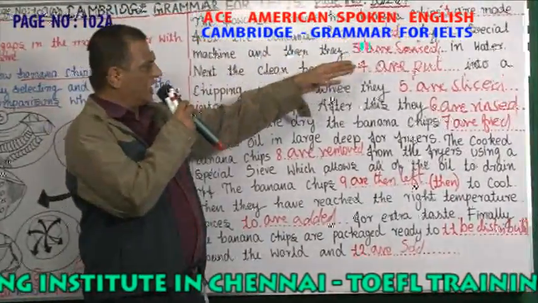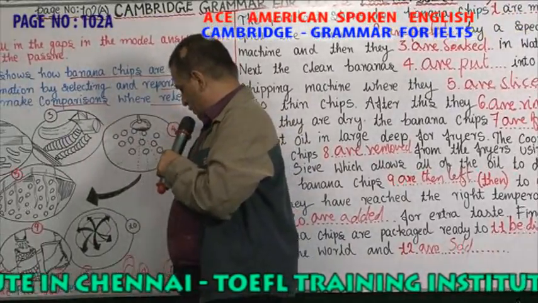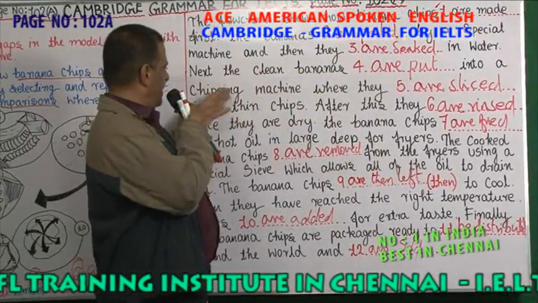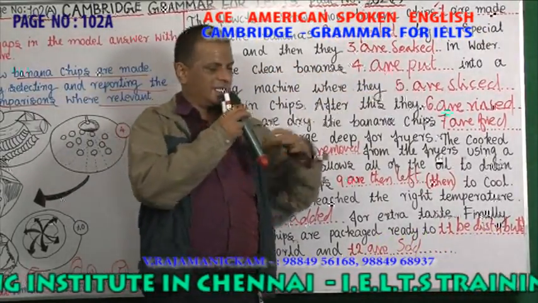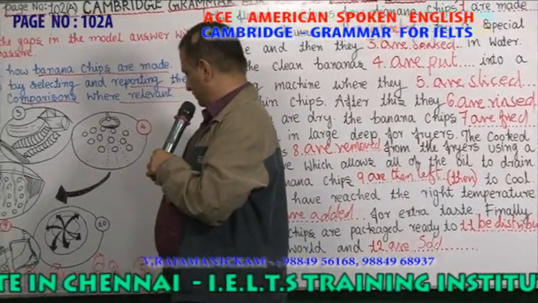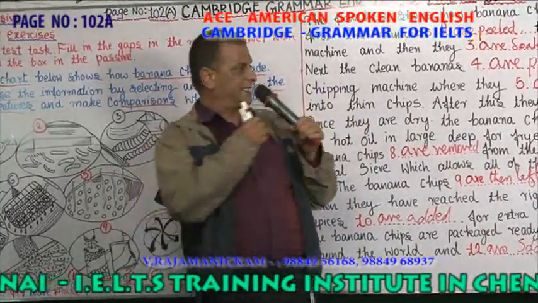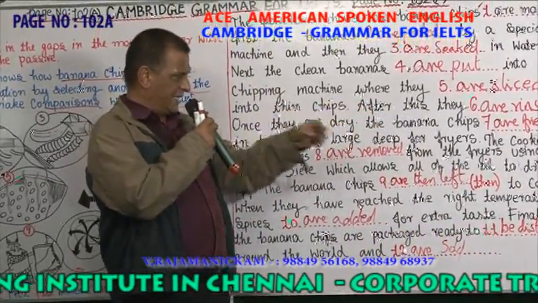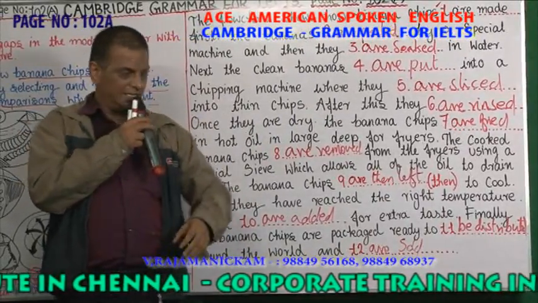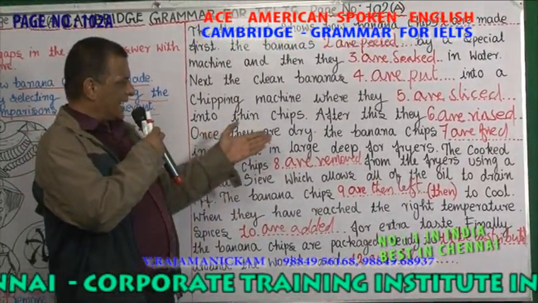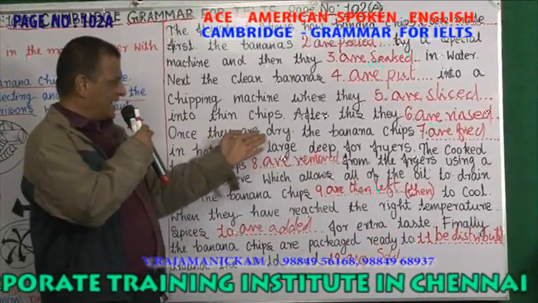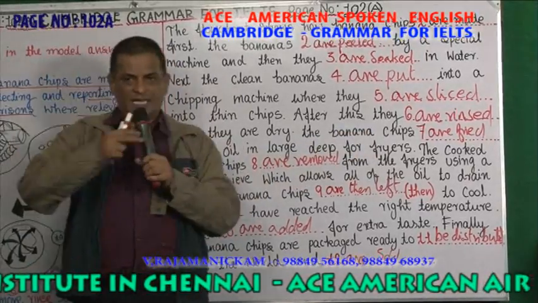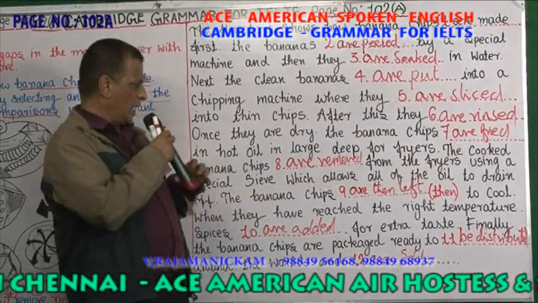And then they are soaked in water. தண்ணீரிலே ஊற வைக்கப்படுகிறது. soaked என்று போட்டு விட்டீர்கள். Next the clean bananas are put into a chipping machine where they are sliced. அவைகள் ஒரு மெஷினிலே போடப்பட்டு, புட் என்று போட்டு விடுகிறீர்கள். Are sliced என்றால் துண்டாக்கப்படுகிறது into thin shapes. After this they are rinsed, அழுக்கான பொருட்களை எல்லாம் வெளியே எடுத்து விடுவார்கள். Once they are dry, அது காய்ந்தவுடன் the banana chips are fried in hot oil. அது நல்ல சூடான எண்ணெயிலே வறுக்கப்படுகிறது.